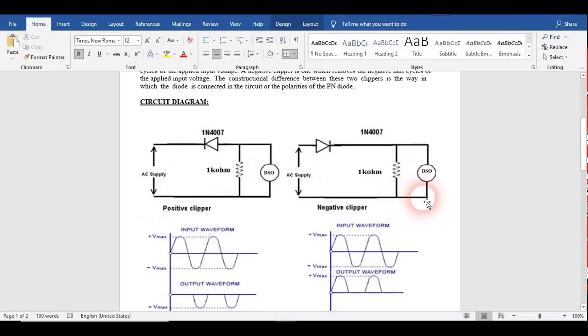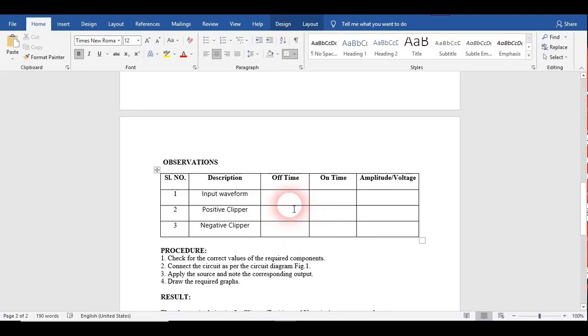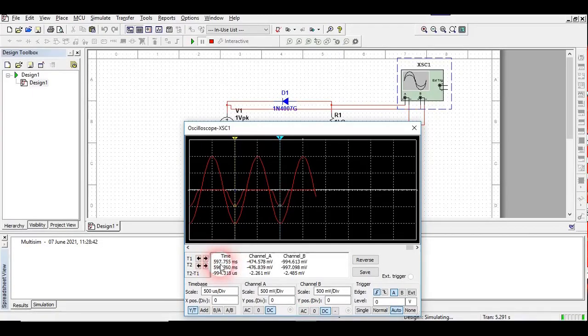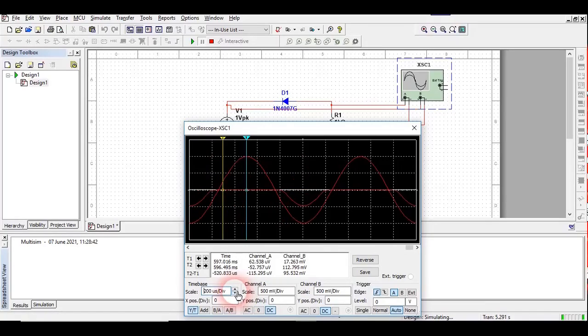In this observation I could write the off time and on time. The off time and on time of both the input and output waveform is 994 divided by 2, because 994 is from here to here. I could just take this from here to here and show you what the off and on time is. So just see here. Okay, it's looking good. We would just adjust the division so that we get better data from here.